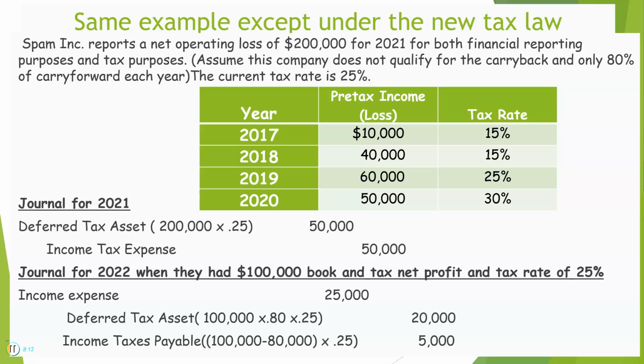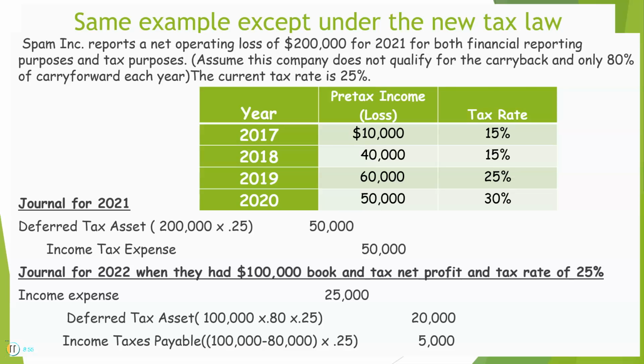Now, for 2022, here's how it has to work. You're going to take the 100,000 times 80% times 25%. You're going to take the 100,000 minus the 80 times 25% gives you 5, and that gives you your income tax expense. Because the rule is, see, you're adjusting for 80% of the previous years' carry forward. Okay, so you can only get 80% of your income. That's how it works.